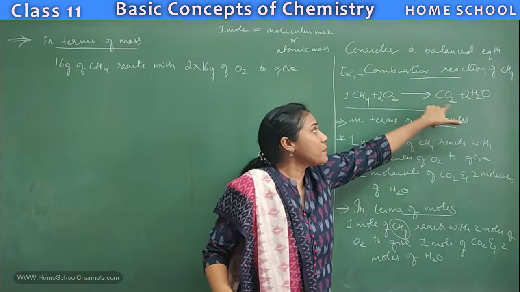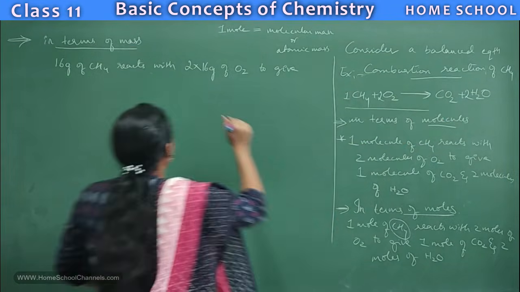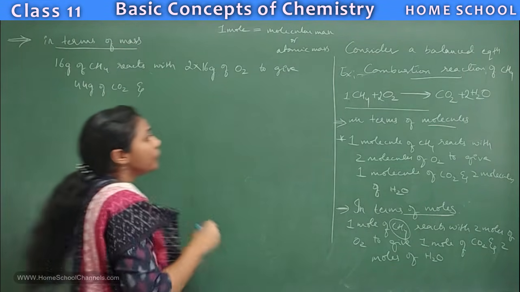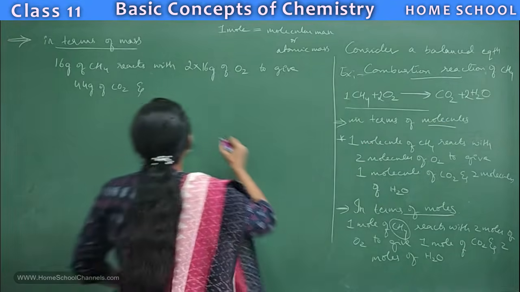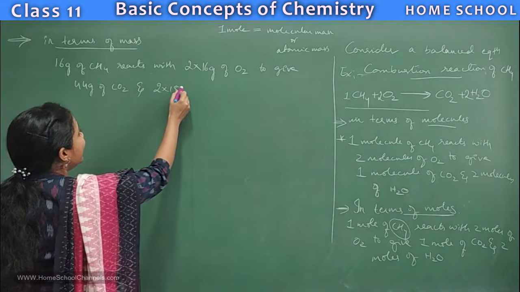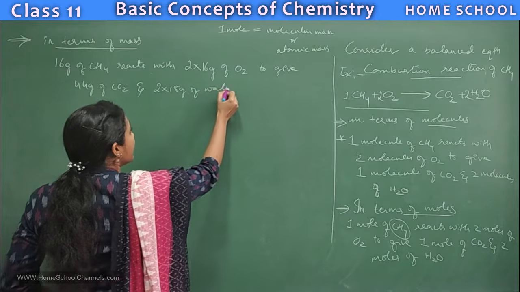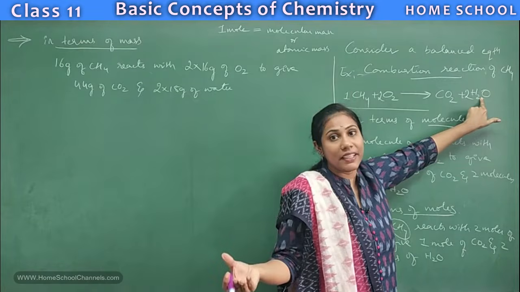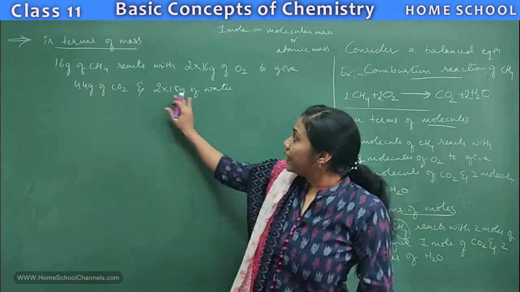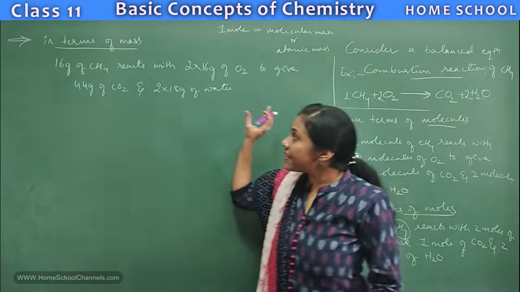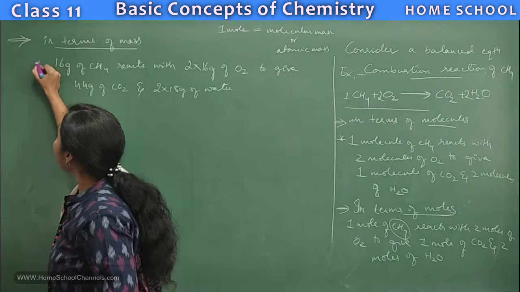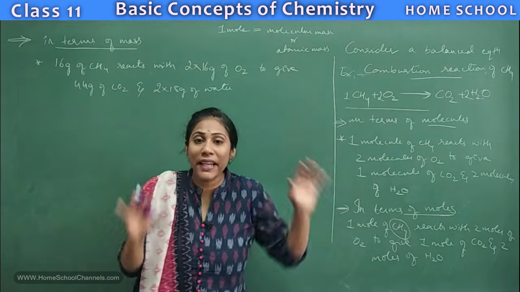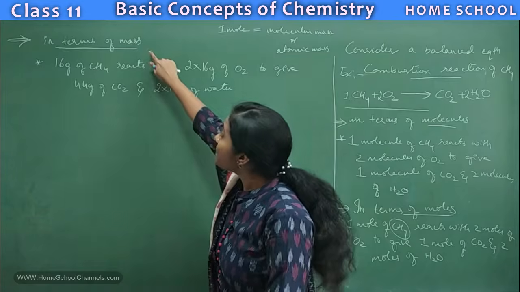1 mole means what? Its molecular mass is how much? 44. To give 44 grams of carbon dioxide, and you know how many moles of water? 2 moles. That means 2 into 18 grams of water. Isn't it? See, molar mass of water is 18. 1 mole of water means 18 grams. So 2 moles in the sense 2 into 18 grams. So this is the most important way of writing information about a chemical reaction. So we have explained a chemical reaction in terms of mass.